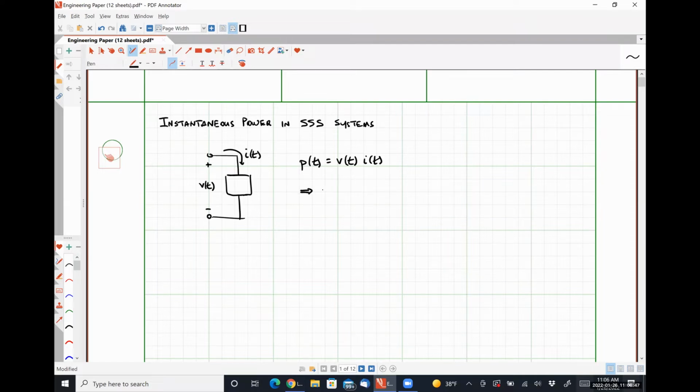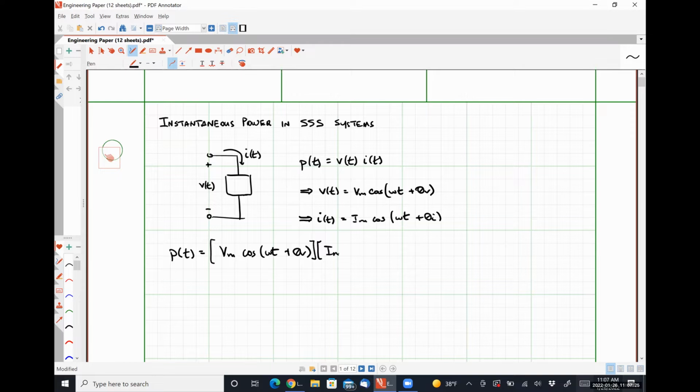When V of t is of the form Vm cosine omega t plus theta v, and I of t is of the form Im cosine omega t plus theta I, the instantaneous power absorbed by this element is then obviously Vm cosine omega t plus theta v multiplied by Im cosine omega t plus theta I.